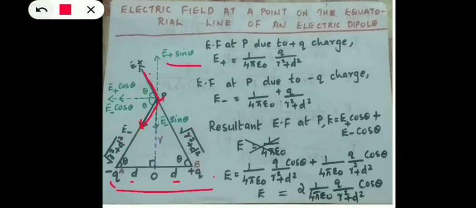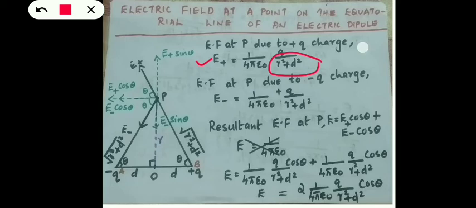Now, we need to find the expression for electric field intensity at the point P due to plus q charge and minus q charge. So, what is the electric field intensity at P due to plus q charge? What will be the formula? Yes, E plus is equal to 1 by 4 pi epsilon naught into Q by R square plus D square. See, why this R square plus D square here?